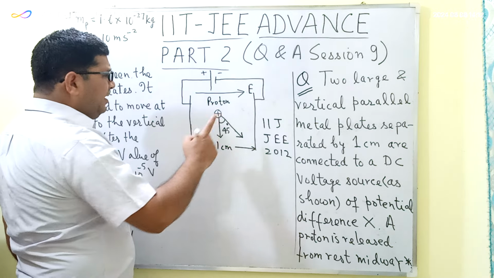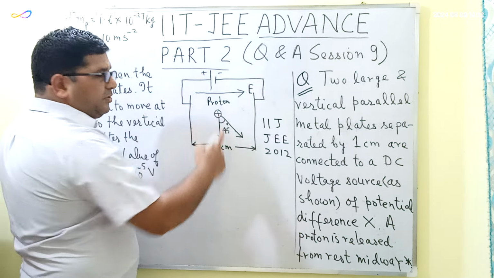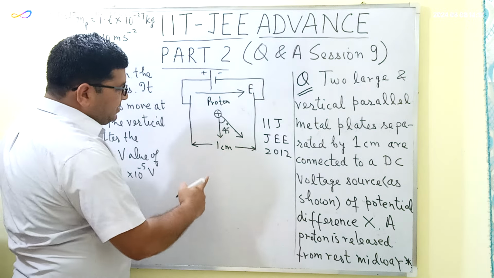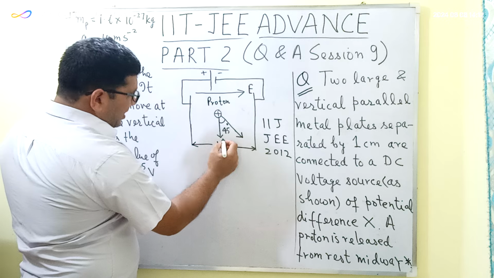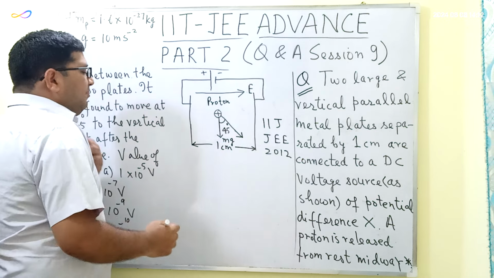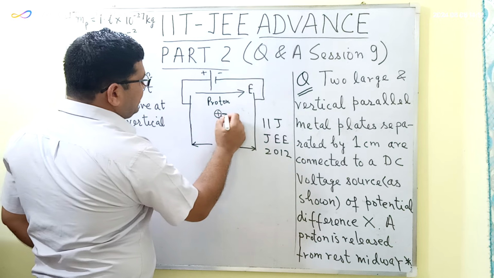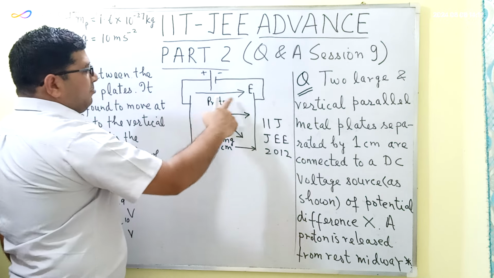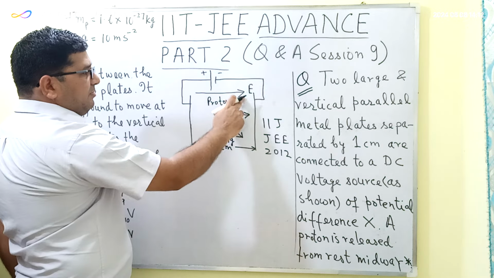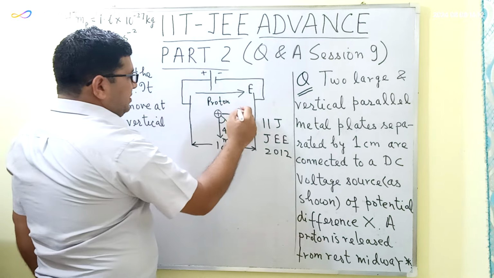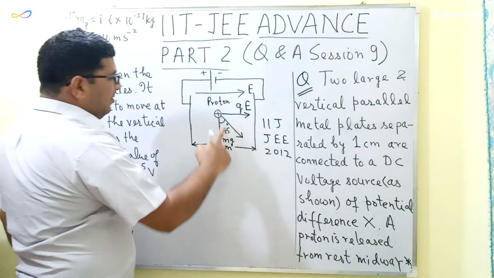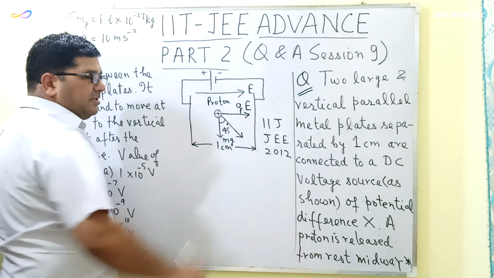Now here this proton is being subjected to two different types of forces. One is the gravitational force, which is acting vertically downward. So the gravitational force is equal to m into g, and it will be subjected to an electrostatic force in this direction. Because it is a positive charge and the direction of the electric field is as given by this arrow, the electrostatic force, which is equal to Q into E, will be acting in the direction as indicated by this arrow.